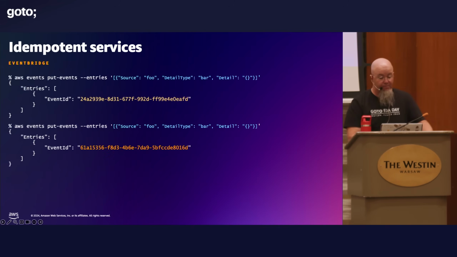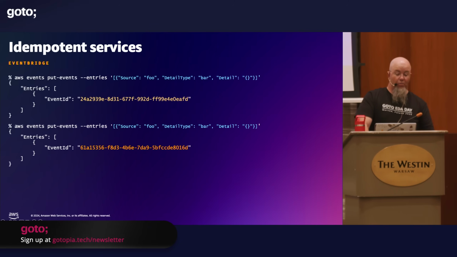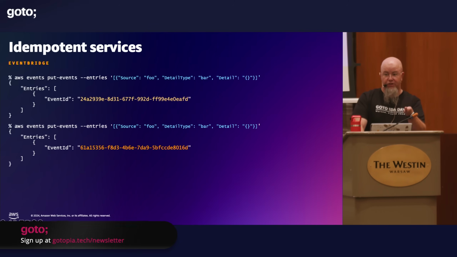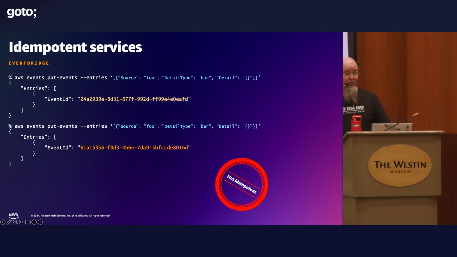So let's look at EventBridge. With EventBridge, we're going to send data. We have entries, and we get back an event ID. There's no place to do a dedupe code here. And then we send it again, and notice these numbers do not match. Okay? This is not idempotent.